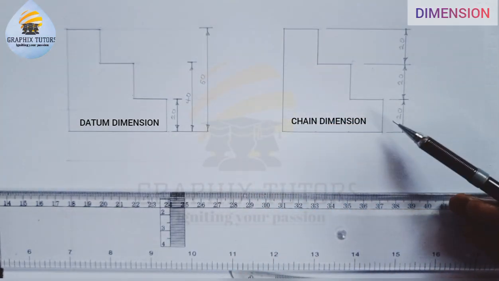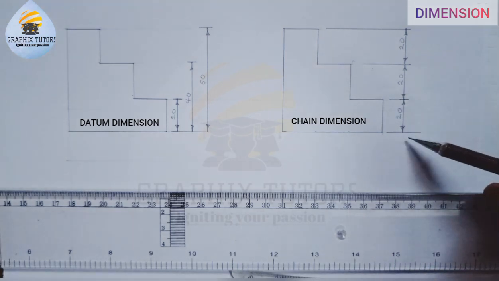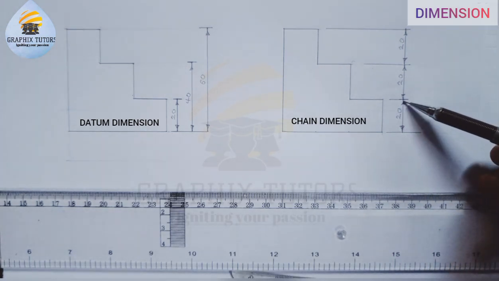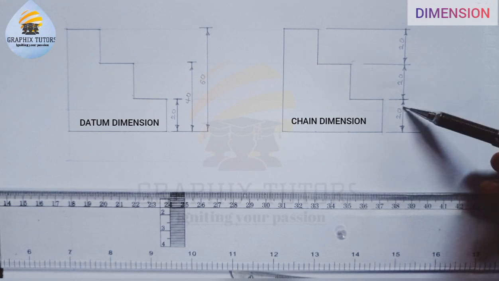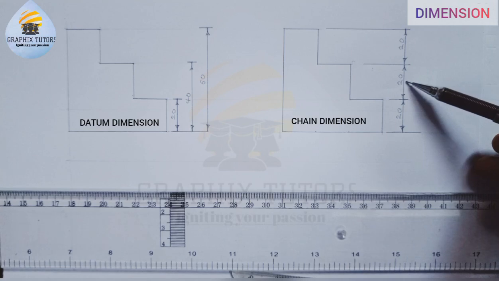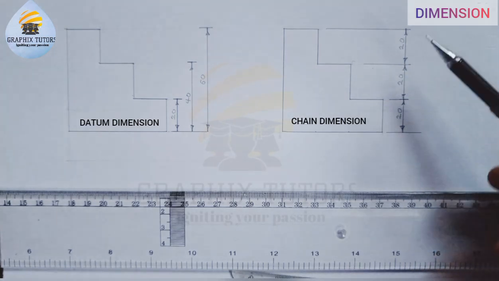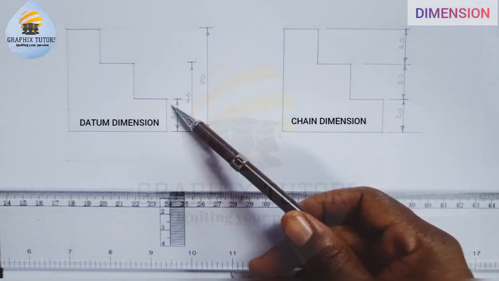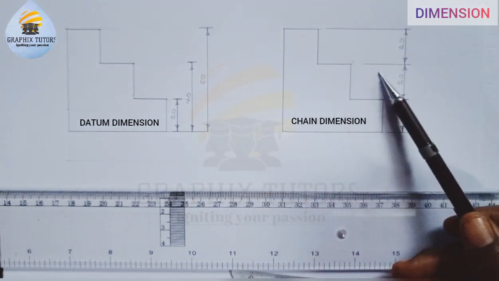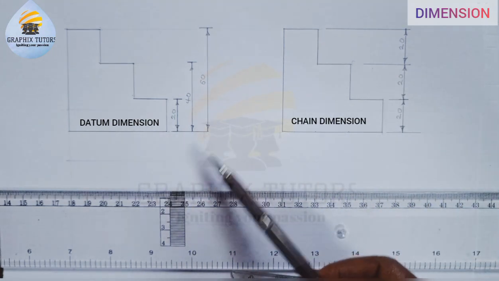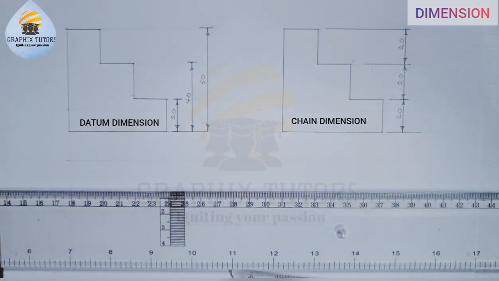But in terms of the chain dimension, they are dependent upon each other, right? Now, if from here to here is 20 and I make a mistake and I measure 10, it is going to subsequently affect the next measurement. It will affect the next measurement, right? So this is the disadvantage of the chain over the datum, right? In the chain, we have a cumulative error. In the datum dimension, we don't have a cumulative error. Is that okay now? Now we move forward.